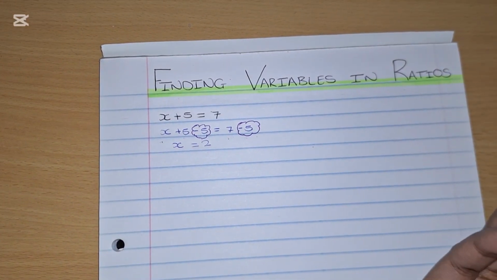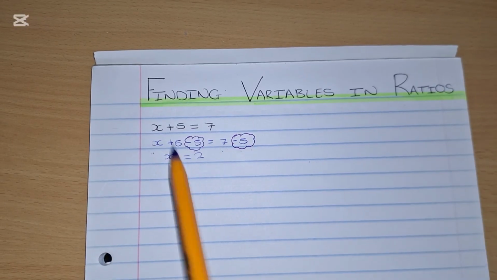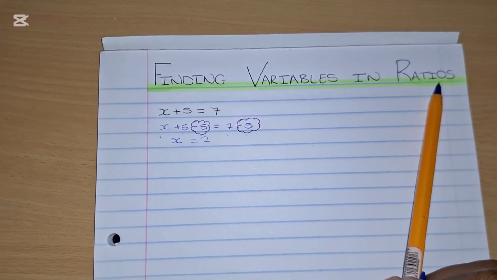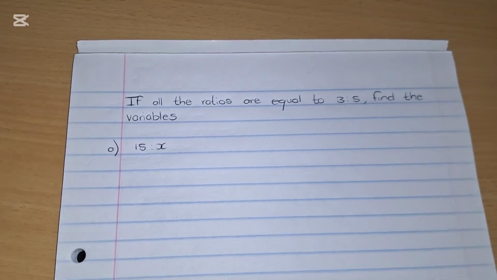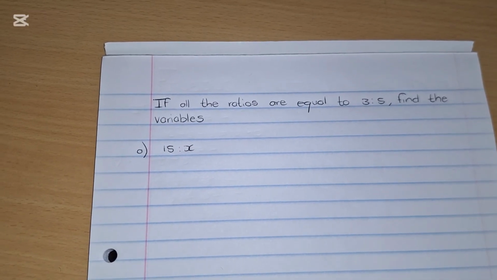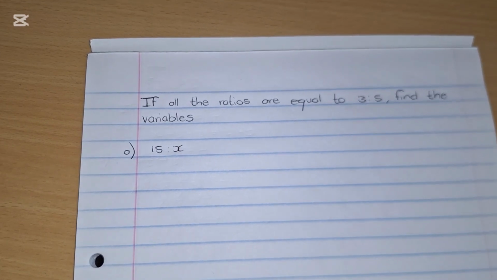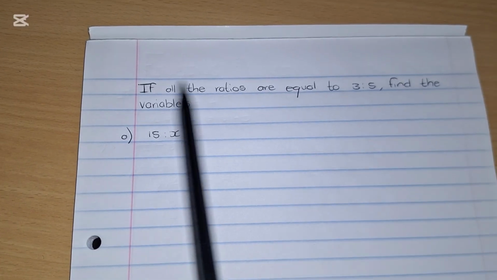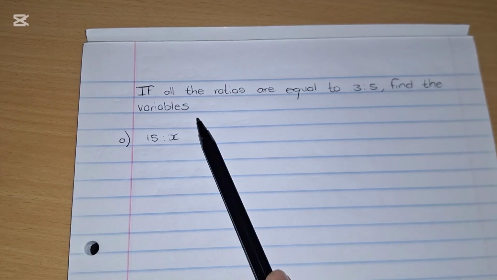So this is something that you should already know. But we are not dealing with this type of work. We are dealing with ratios. And remember, ratios can also be written as a fraction. Okay. So now we're going to start with the grade 8 work, which is now dealing with ratios. And if you struggle a bit with fractions, you are going to struggle here because these two go hand in hand. Okay, so the question is, if all the ratios are equal to 3:5, find the variables.